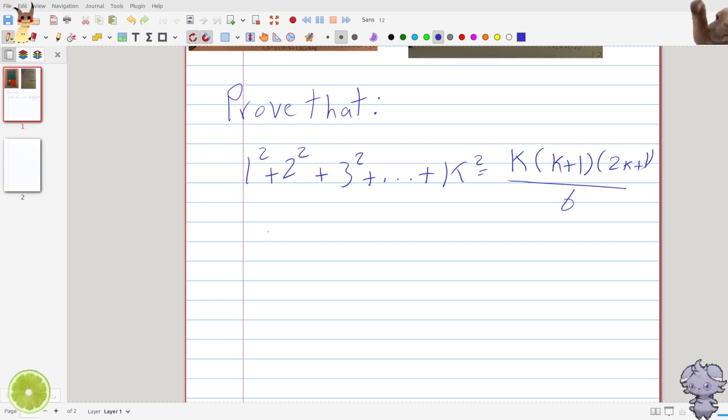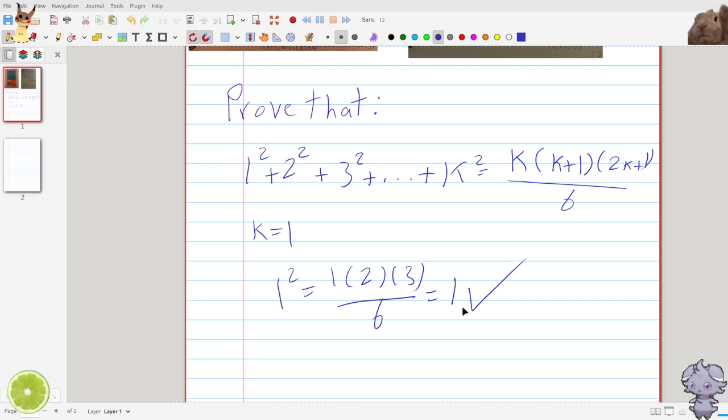So yeah, let's start with k equal to 1. This is the smallest k we have. So 1 squared equals, for the formula, 1, k plus 1 is 2, 2 multiplied by 2k plus 1 is 3, all divided by 6, which is 1, which is true. It satisfies the smallest case.